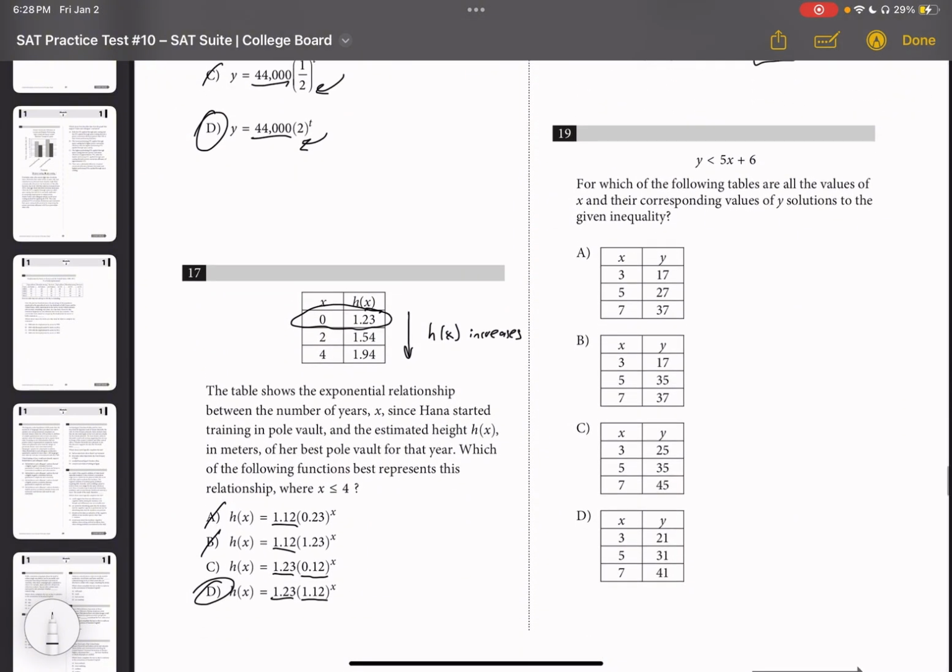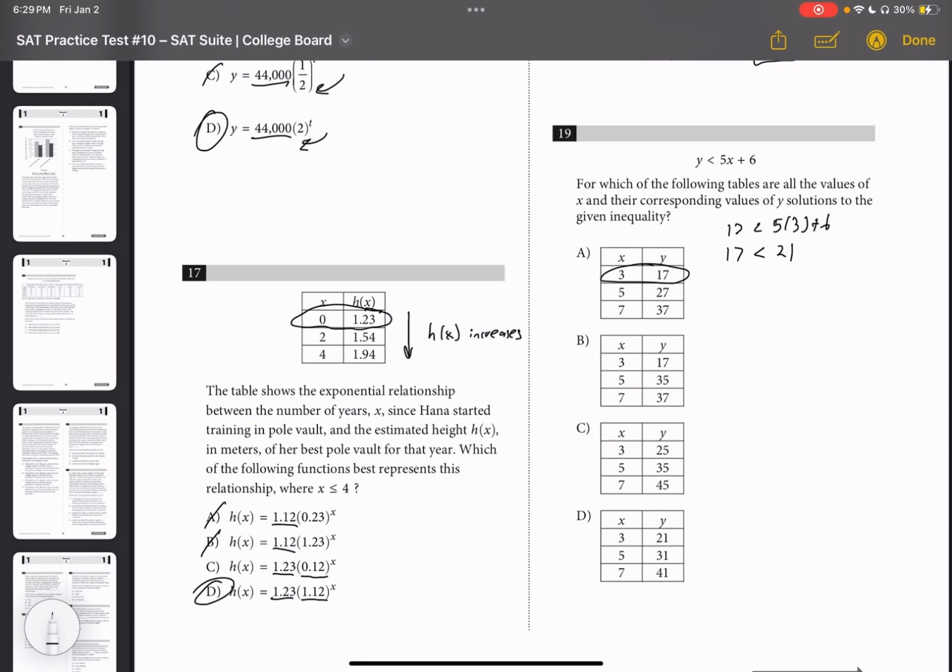Question 19, for which of the following tables are all the values of x and their corresponding values of y solutions to the given inequality? This is just a plug and chug question. We need to try 3 first. So 17 should be less than, I'm just plugging in these values right here, 5 times 3 plus 6, so is 17 less than 15 plus 6, which is 21? That is correct.